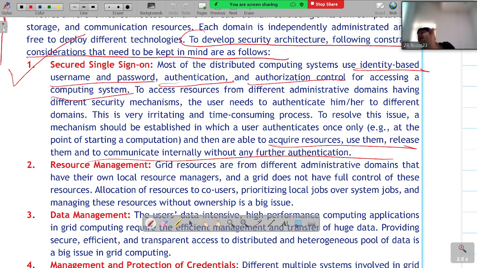To open Instagram, a different password. To open Zomato, a different password. To open Swiggy, a different password. Will it irritate you? So what is the solution? Just single sign-on. Everything will get opened. Understood?